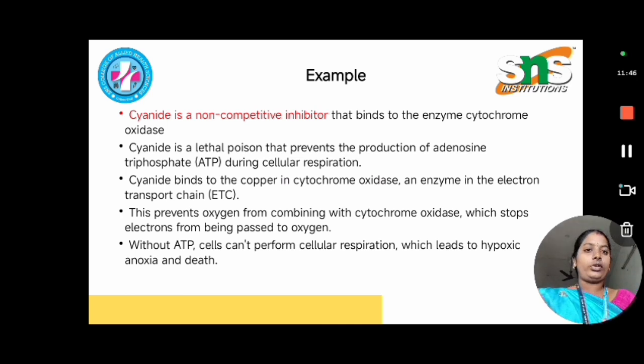So for example, cyanide. Cyanide is one such example of an inhibitor which binds to the enzyme cytochrome oxidase. Cytochrome oxidase is an enzyme present in the human body, and cyanide is a poisonous compound which binds to the cytochrome oxidase. It prevents the oxygen from combining with the cytochrome oxidase and stops the electrons from being passed to the oxygen. So cyanide is a lethal poisoning compound that prevents the production of ATP.